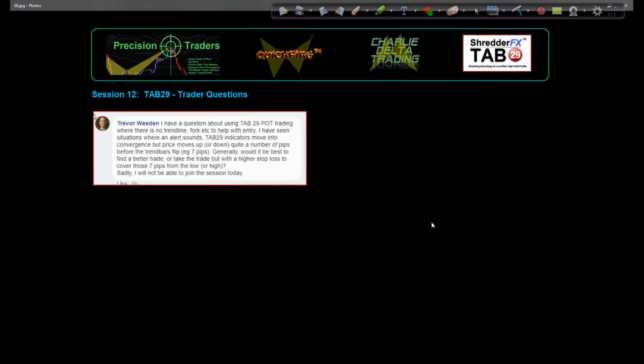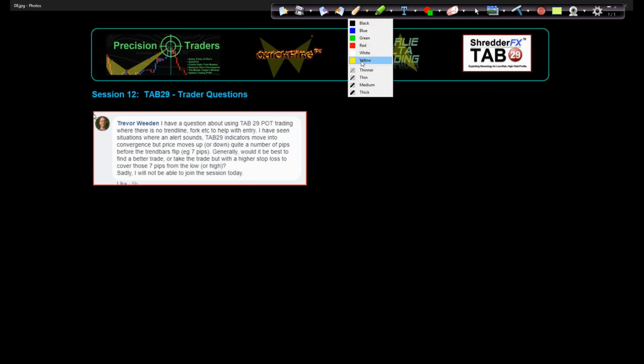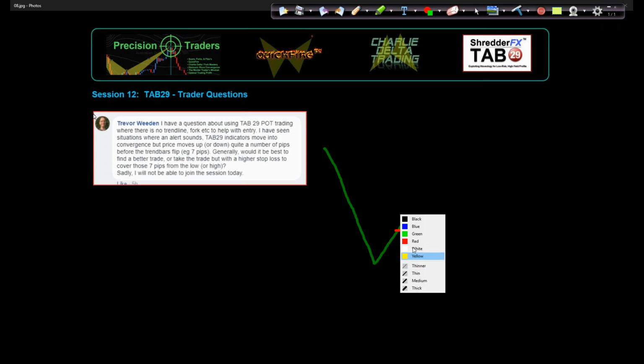Now, what else might matter there? We talked about this last time as well. So we've got a bounce. It's moved up 7 pips. It's moved up quite a bit before the bars finally flipped. Right here, they all go green. Yay. Okay. But it took them 7 pips.